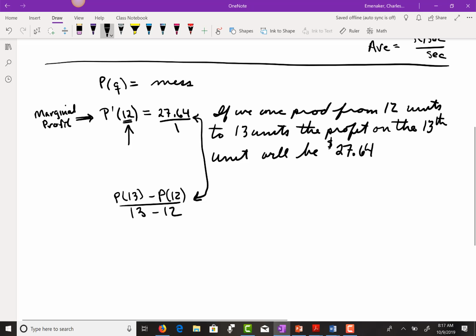Okay, so the first thing to be really careful of, and this trips up a ton of people every year. This is why I'm camping out on this for a few minutes. If you want to know the marginal profit at the 13th unit, you plug 12 into the marginal profit equation. Because if you plug in 12, it's going to tell you by taking one additional step, see the 1 there? You're going to make this much more money. Okay?